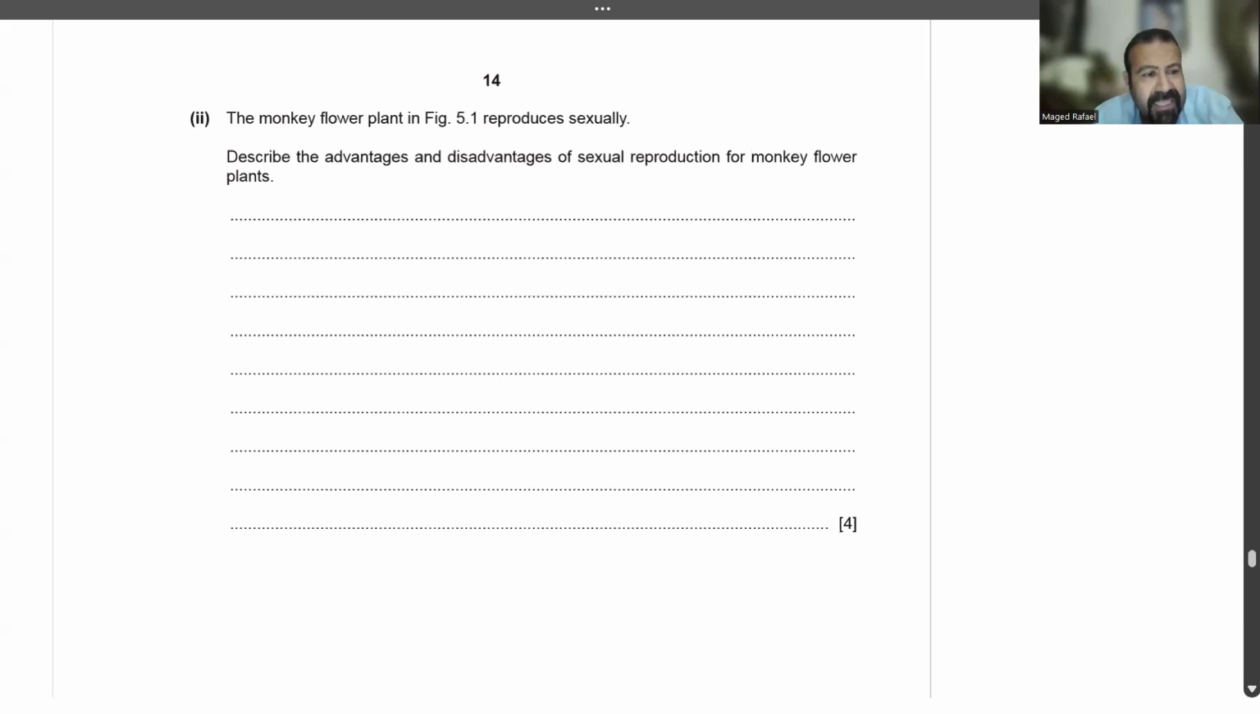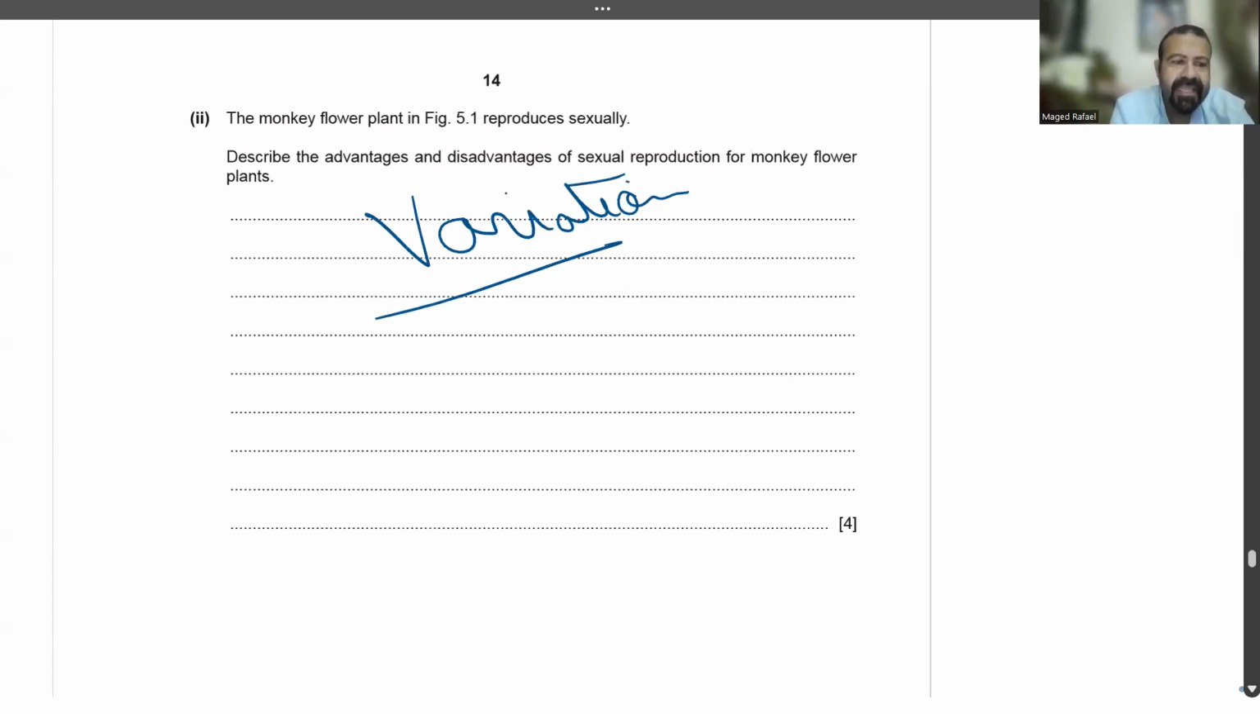When I say advantage of sexual reproduction, we should mention variation: it increases variation, increases ability. When we have more varieties of plants, this means that we have more ability to adapt, to change. When we have more variation, more plants could be resistant to some diseases.